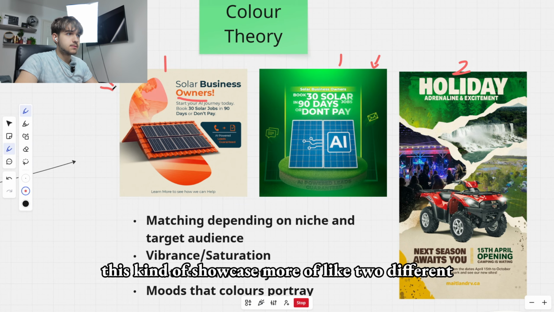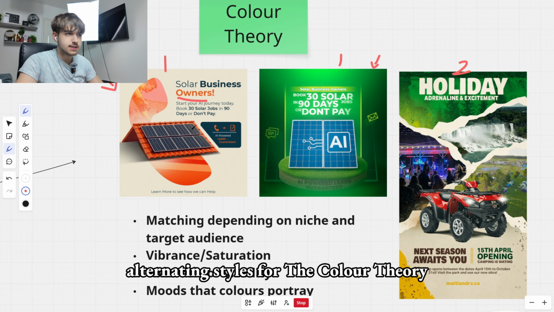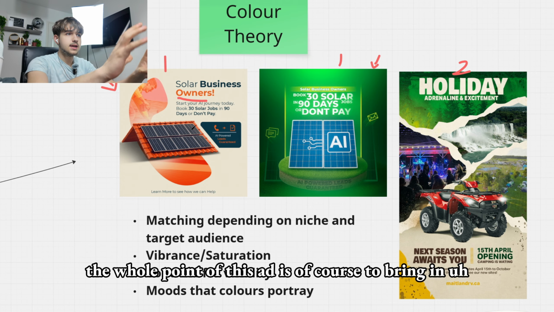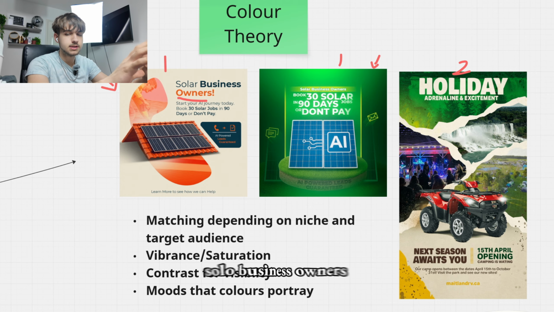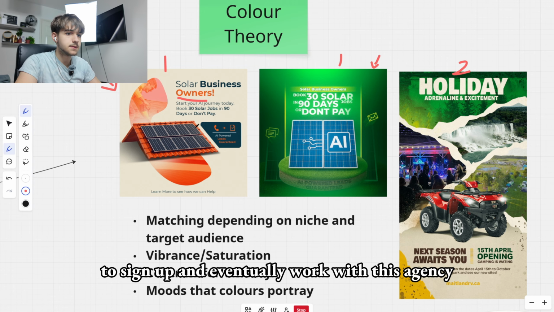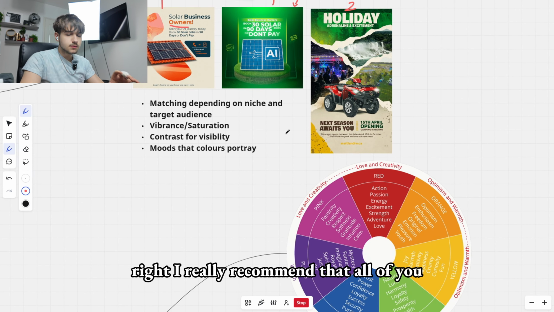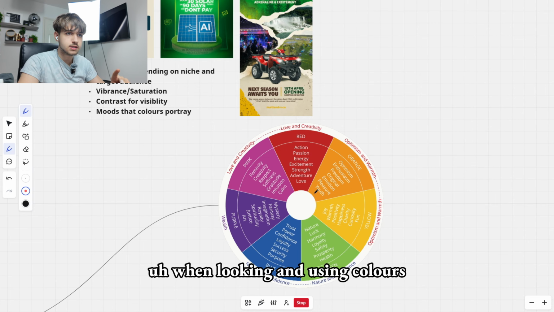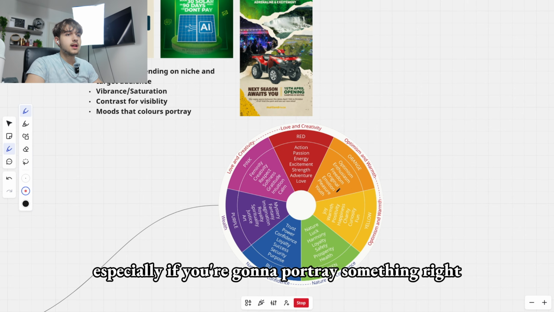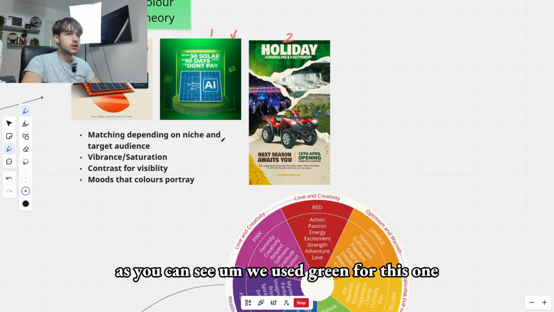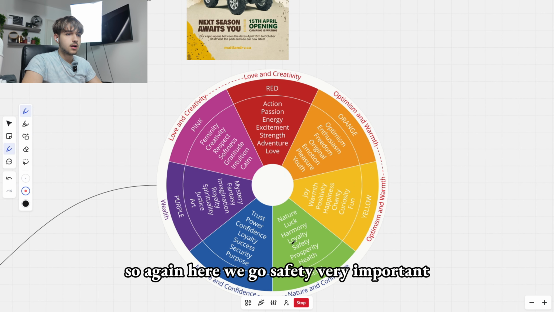This showcases 2 different alternating styles of color theory, but in theory, the whole point of this ad is, of course, to bring in solar business owners to sign up and eventually work with this agency. I really recommend that all of you use a color wheel when choosing colors, especially if you're going to portray something, right? As you can see, we used green for this one.